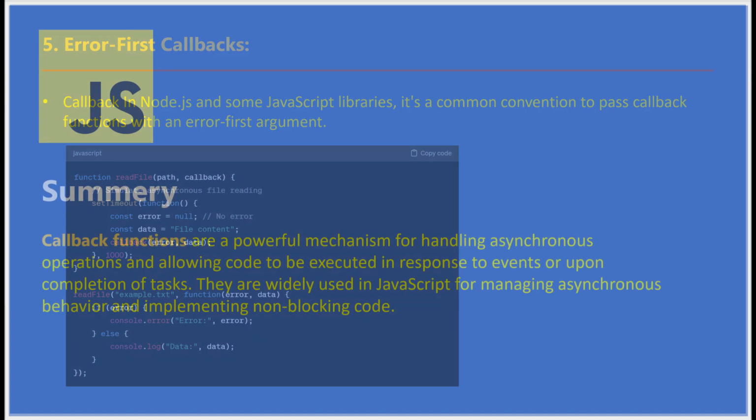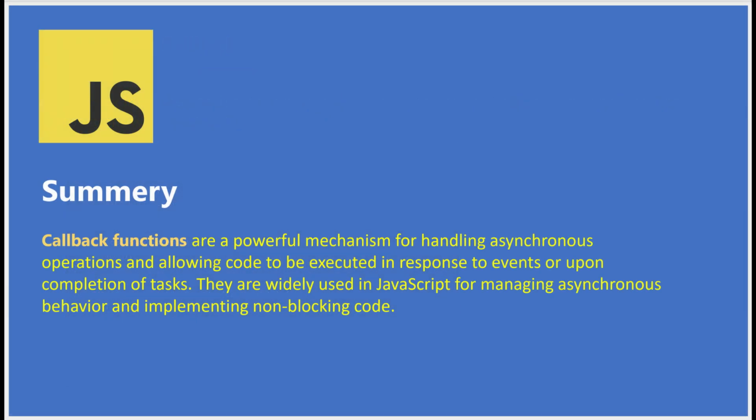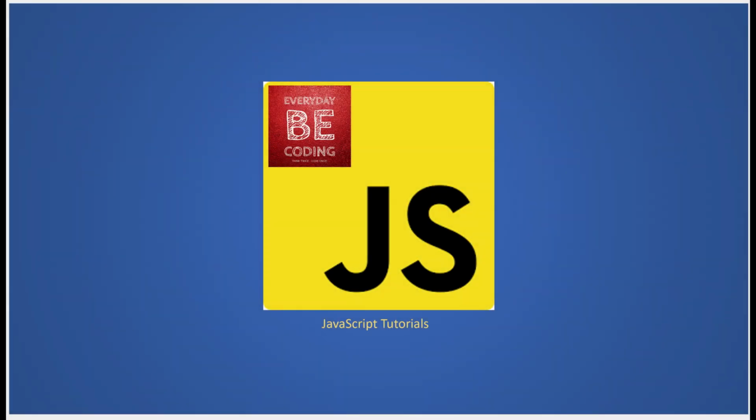To wrap it up, callback functions are a powerful tool for handling asynchronous operations in JavaScript. They allow you to execute code in response to events or upon completion of tasks, making them a key part of managing asynchronous behavior and implementing non-blocking code. So, the next time you're working with JavaScript, remember to consider using callback functions to handle your asynchronous operations. With practice, you'll find them to be an incredibly useful tool in your programming arsenal.